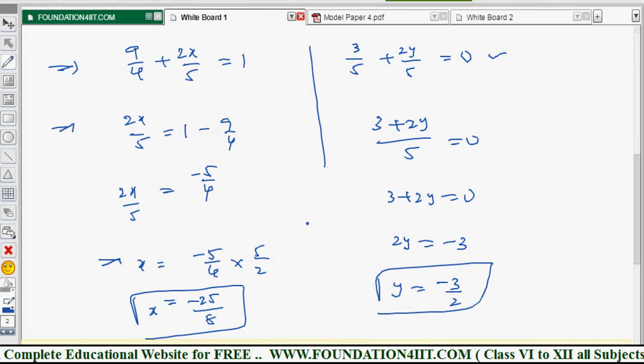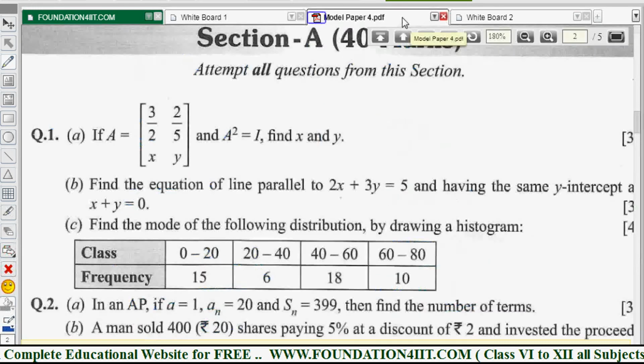So x is minus 25 by 8 and y is minus 3 by 2. Here are the values of x and y. You can solve in this way. And see, we only need to find out x and y. So you got the x and y values.